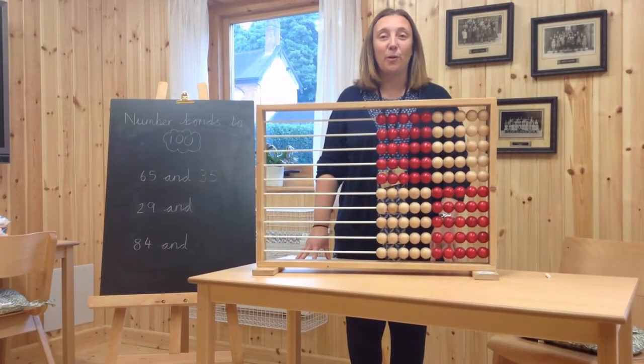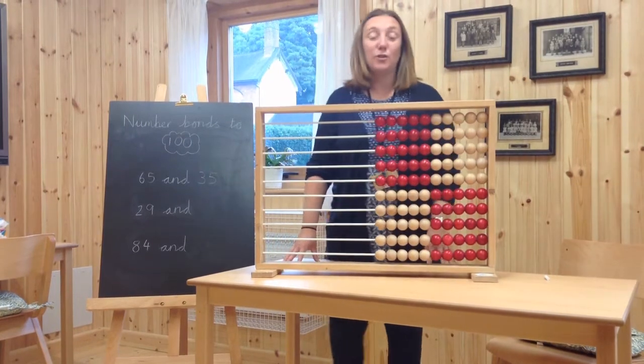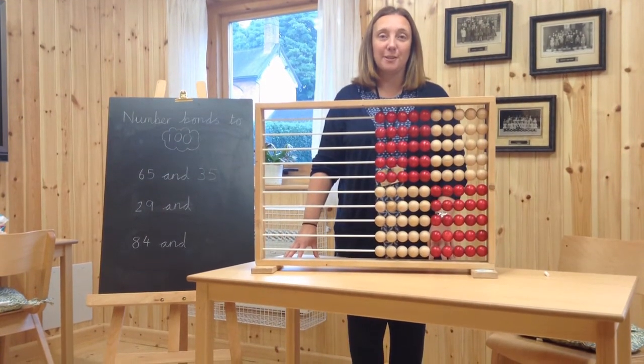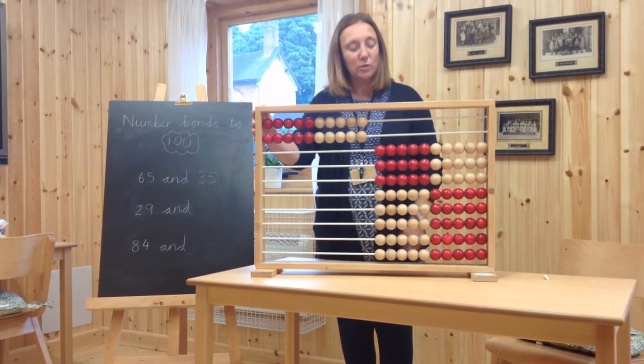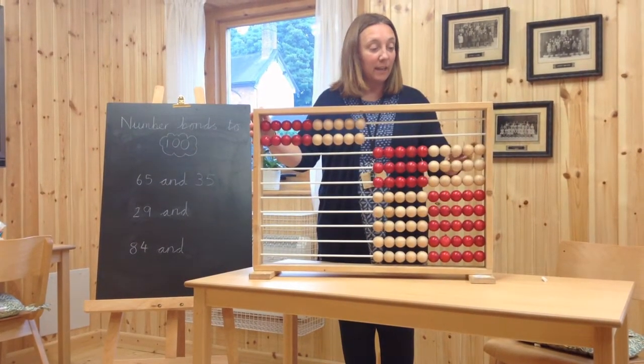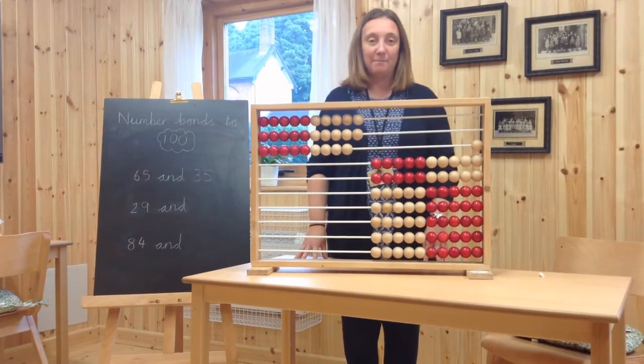Let's move on to another one. This time we're going to find what we need to add to 29 to make 100. So I'm going to find 29 on my abacus, so I know it's 2 tens, and I know 9 is 1 less than a 10, so I've now got 29.